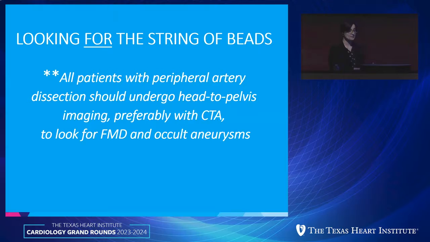So for any patient with a peripheral artery dissection, I hope I've made the case that we should be getting head to pelvis CTA on all of those patients, preferably with CTA again, to look for FMD, but also other areas of dissection and aneurysm, because again, it may help us to prognosticate for those patients. It may help us identify what we should be keeping an eye on. And it also might help with family planning. Again, we're dealing with a lot of women here.